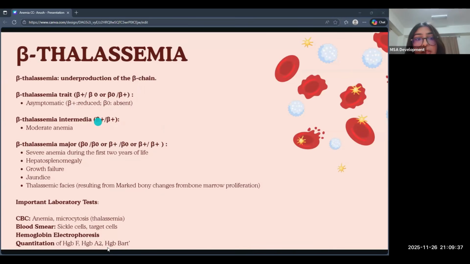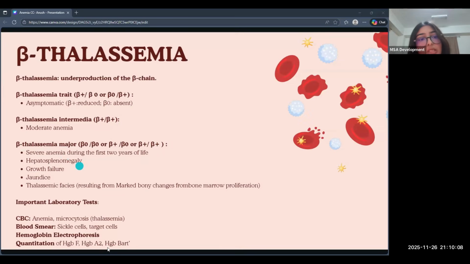Then we have beta thalassemia intermedia. So here, both will be reduced, okay? So this would result in moderate anemia. In beta thalassemia minor, you will have 1 normal gene and 1 reduced gene. Then let's come to beta thalassemia major. Now, in beta thalassemia major, there's a significant reduction in the beta globin chain. Okay? So what happens is that the body can partially compensate for the loss or complete absence of beta chain production by the other allele.